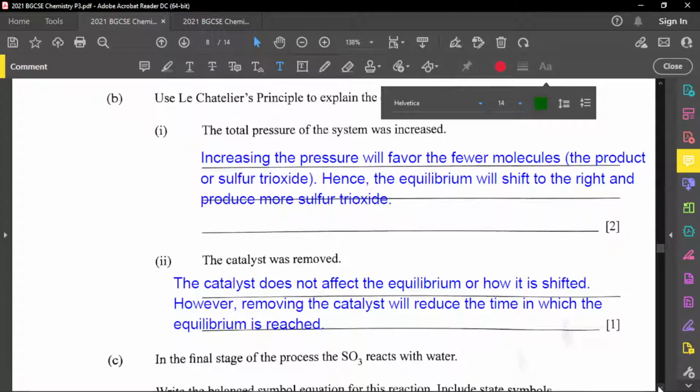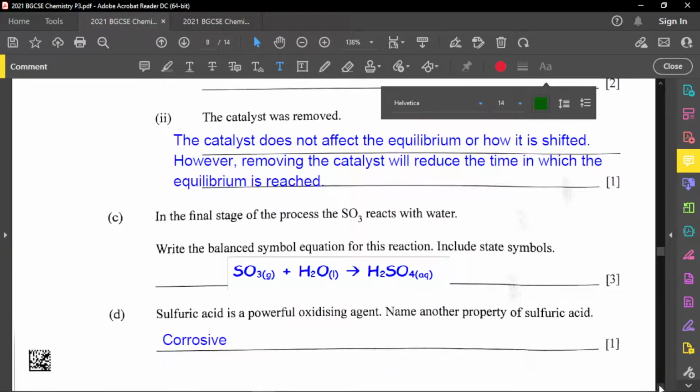The only thing it does is really to affect the speed at which the reaction takes place. In other words, the catalyst does not affect the equilibrium or how it shifts. However, removing the catalyst will increase the time in which equilibrium is reached. So again, it has no effect on the equilibrium at all. The only thing it does is affect the speed at which equilibrium is reached, so it will not cause any change.